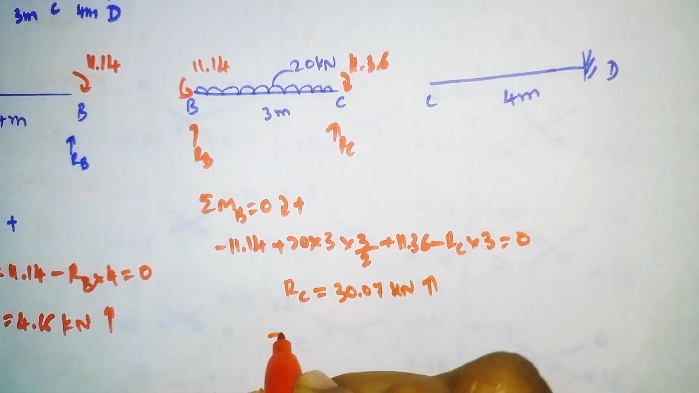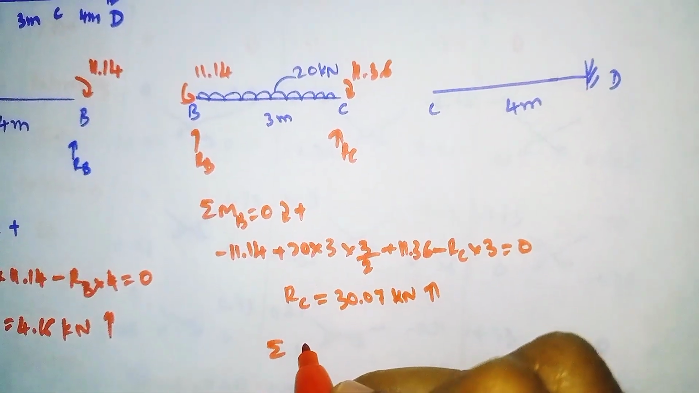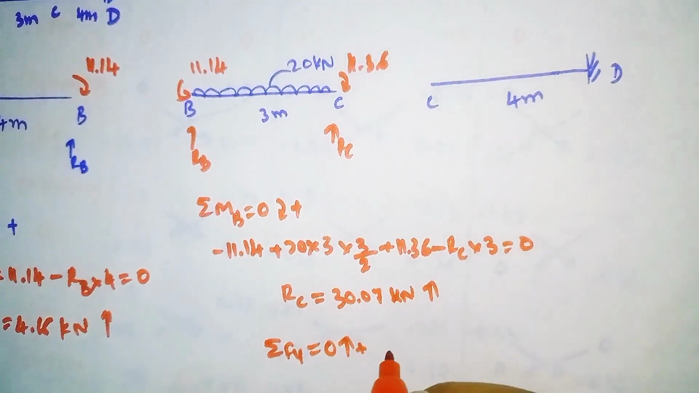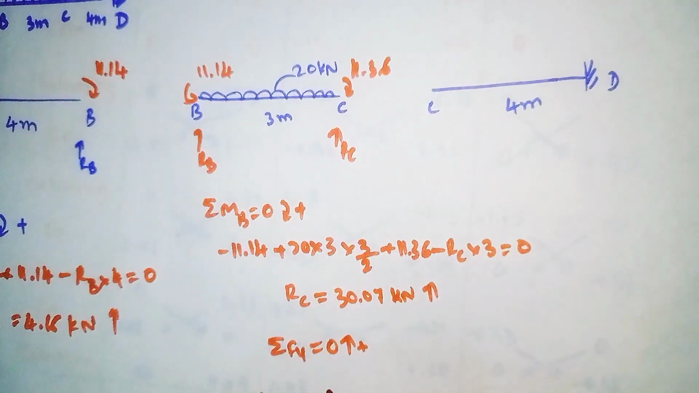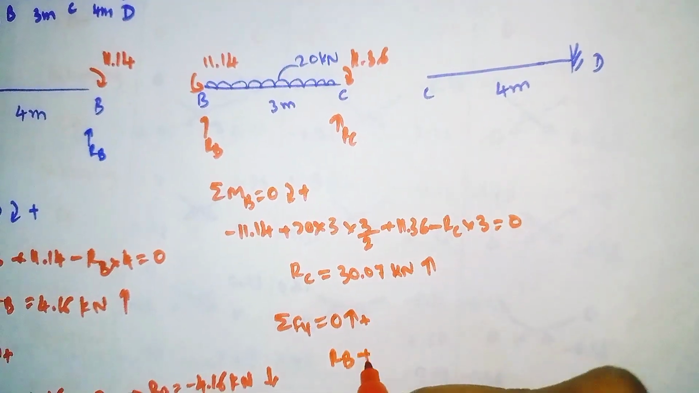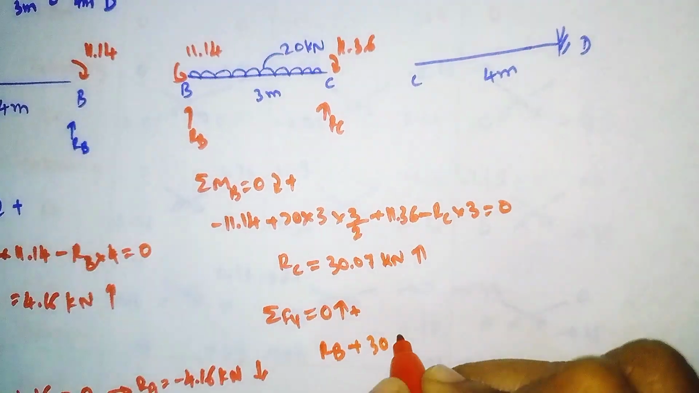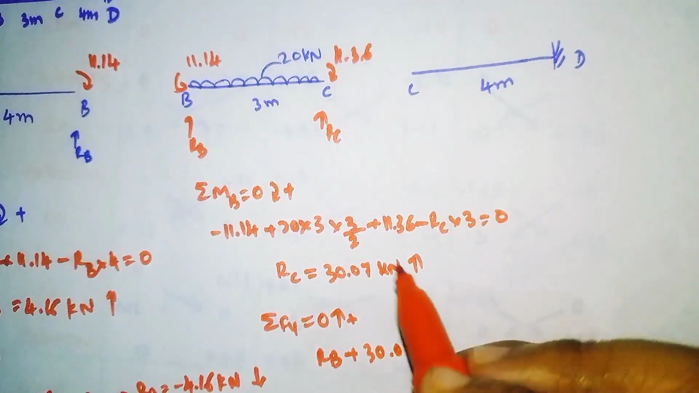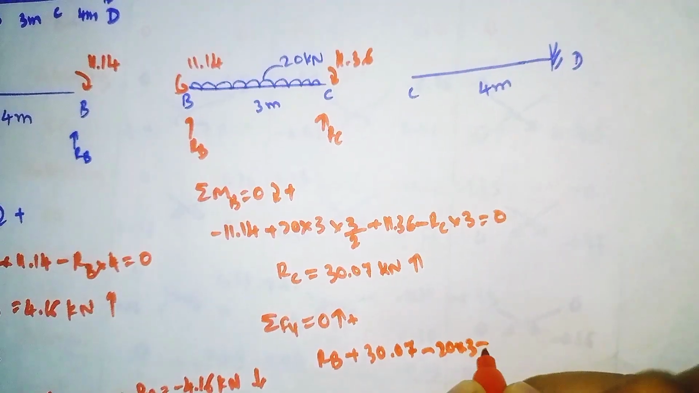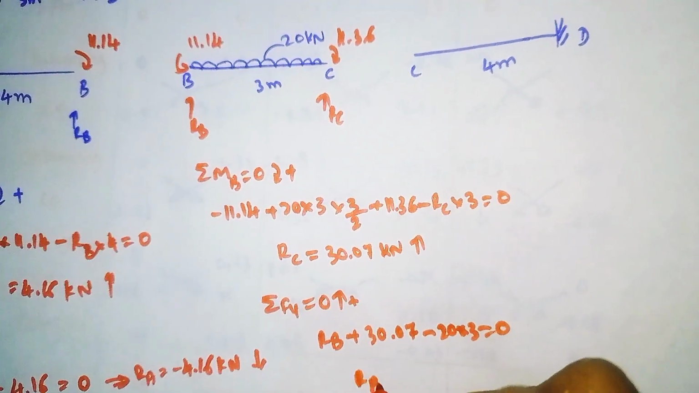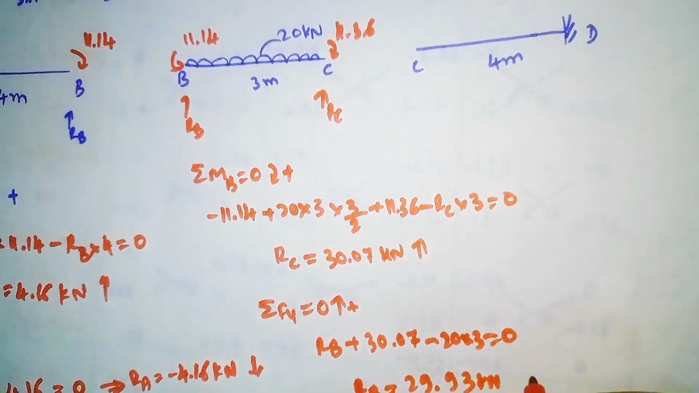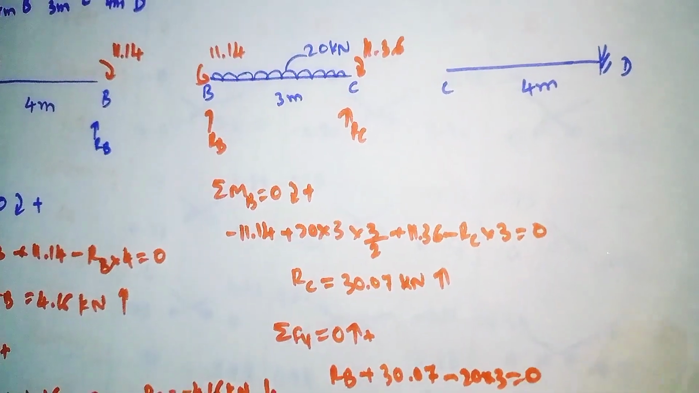Similarly, if we calculate the RB value, the reaction RB, summation of all the vertical forces is equal to 0, it means upward positive. So RB and RC are the upward reactions. So our RB plus RC, we got 30.07, minus the UDL, it means 20 into 3, is equal to 0. So our RB value will come out as 29.93 kilonewton. It is also positive, it means it is moving upward.